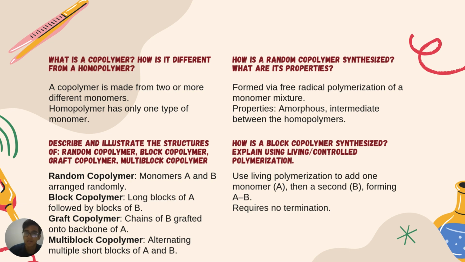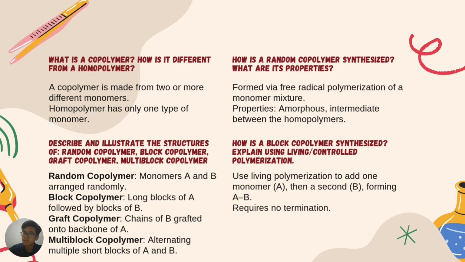And then how is a random copolymer synthesized? What are its properties? It is formed via free radical polymerization of a monomer mixture, with properties being amorphous, of course, being single, intermediate, and between the homopolymers, as we mentioned.